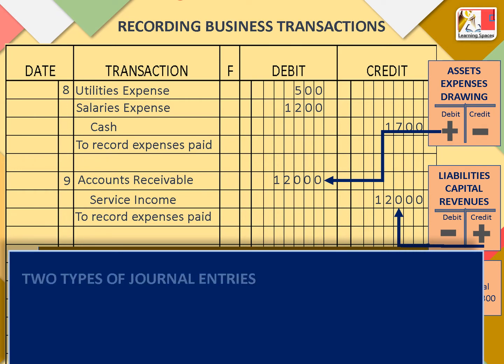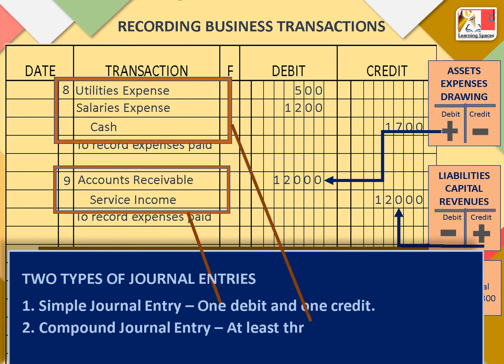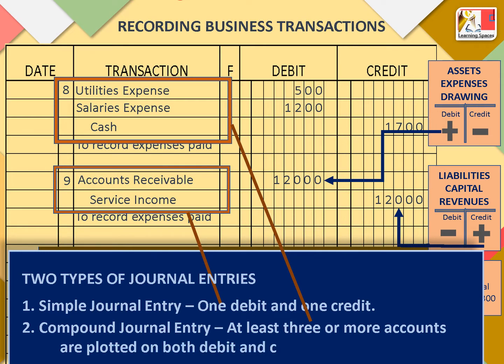Keep learning every day. Before we proceed to March 10, it is timely to discover the two types of journal entries. The first type is called a simple journal entry, which means one debit entry and one credit entry. The March 9 journal entry is an example of a simple journal entry. The second type is called a compound journal entry, which means 3 or more accounts in the journal entry. The March 8 journal entry is an example of a compound journal entry.